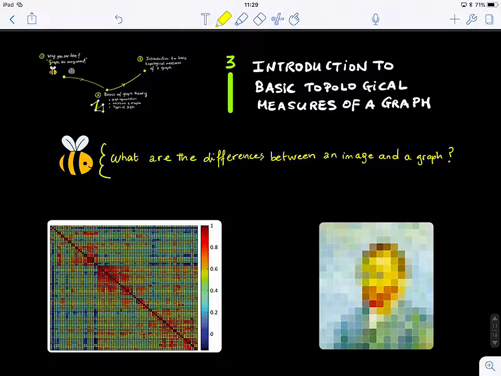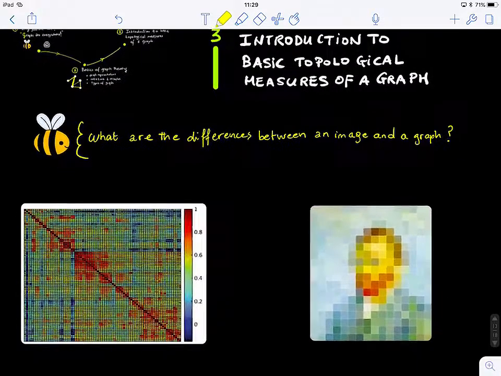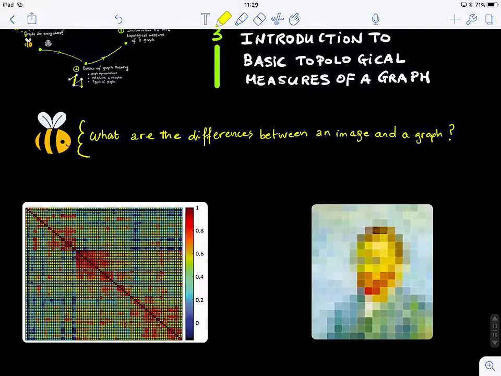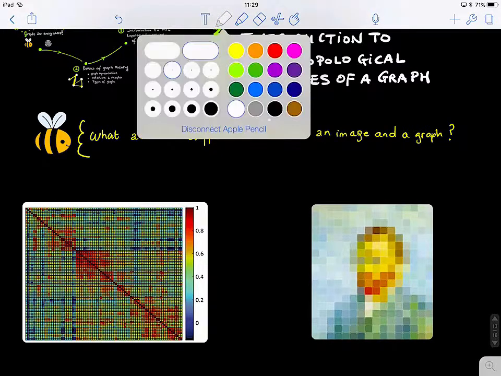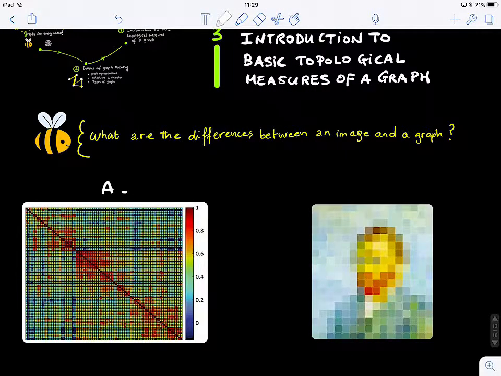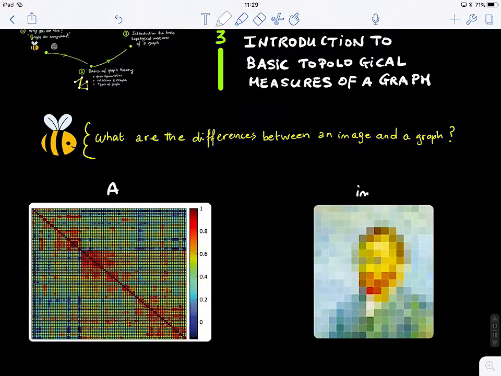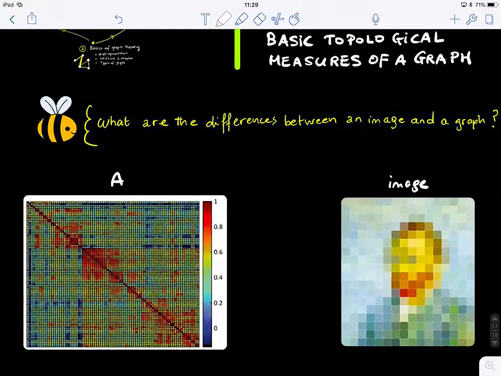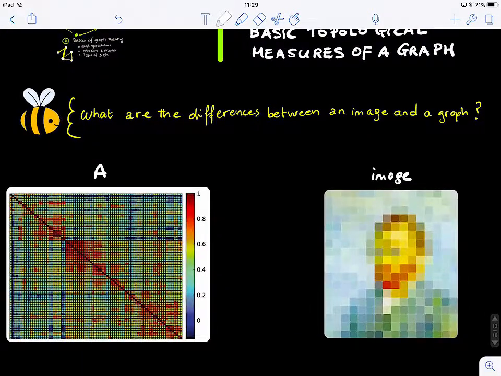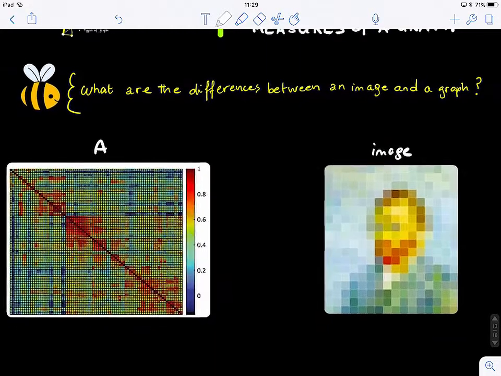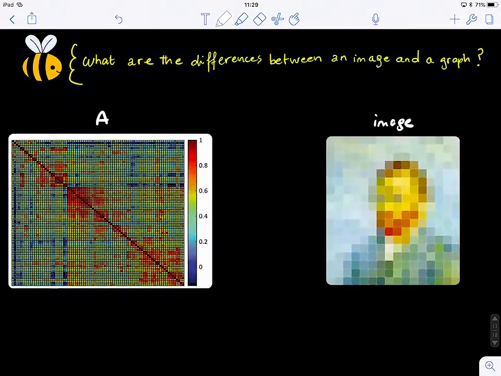Now, let me ask you the first question. What are the possible differences between an image and a graph? You can see a graph here is modeled in an adjacency matrix A. So this is a graph, and this is an image. They might look a bit similar, but what are the differences? Okay, think. It's only connection.